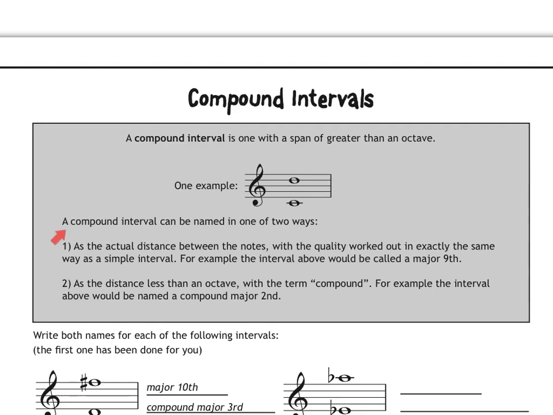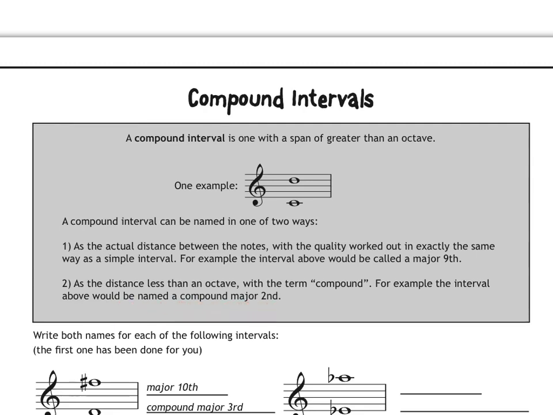So it explains down here. A compound interval can be named in one of two ways. As the actual distance between the two notes, with the quality worked out in exactly the same way as the simple interval. For example, the interval above would be called a major ninth. Or as the distance less than an octave with the term compound. For example, the interval above would be named a compound major second.